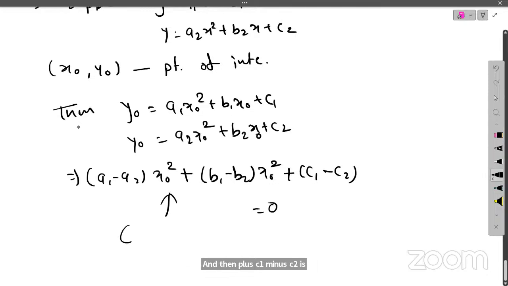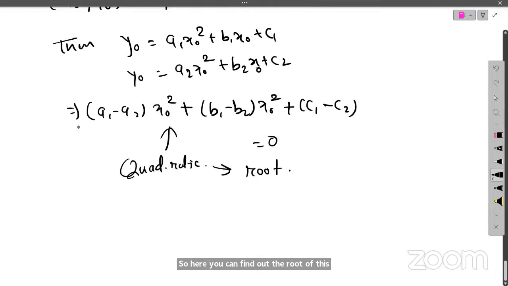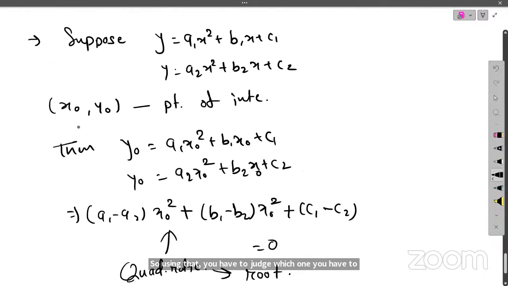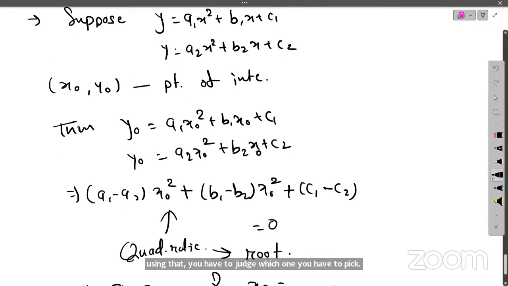Again, this is a quadratic function, right? So here you can find the roots of this particular quadratic function, and then you can find two values of x0. So x0 will be something and x0 will be something else, right? So using that, you have to judge which one you have to pick using the given expression. Is that fine, Purva?